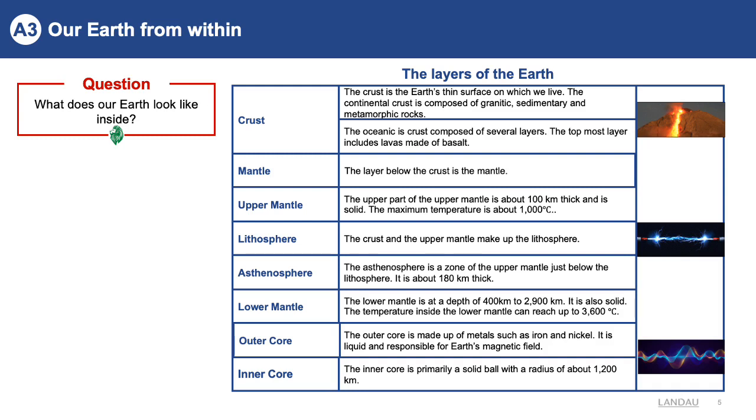The oceanic crust is composed of several layers. The topmost layer includes lavas made of basalt. It is between 5 and 10 kilometers thick. At the bottom of the crust, the temperature is about 870 degrees Celsius. The layer below the crust is the mantle. It is made up of the upper mantle and the lower mantle. The upper part of the upper mantle is about 100 kilometers thick and is solid. The maximum temperature is about 100 degrees Celsius.